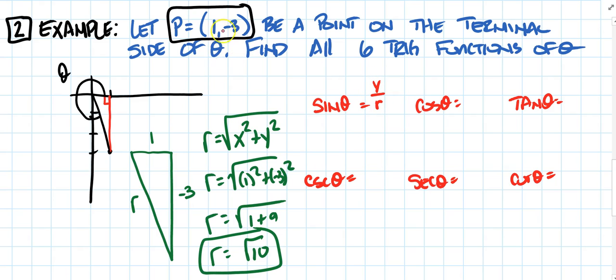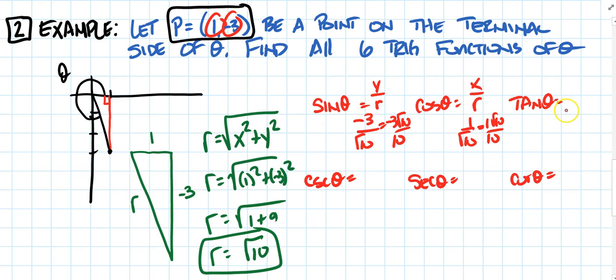Sine is the y value to the r value. The y value in this case, so here's my x and here's my y, so it's going to be negative 3 over radical 10. But of course we know what to do: negative 3 rad 10 over 10. Cosine value is the x to r ratio. So the x is the 1, so this is going to be 1 over rad 10. But of course that's just going to be 1 times rad 10 over 10. The tangent of theta is the y to x ratio. So this is going to be negative 3 over 1.